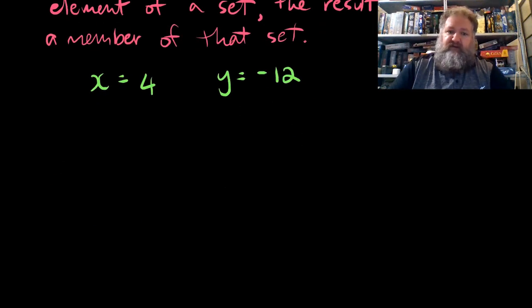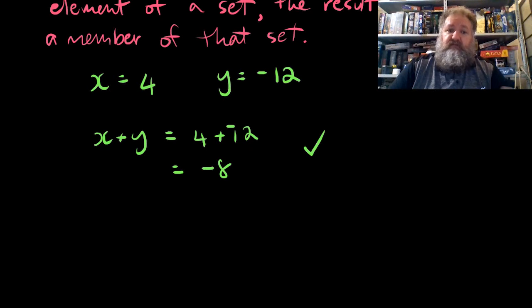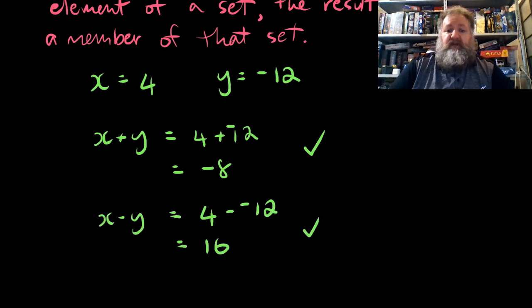If we have x plus y, so 4 plus negative 12, we get negative 8. Is negative 8 an integer? Yes, it is. It fits the closure law. Closure law applies. What about x minus y? 4 minus negative 12 will give us 16. Is 16 an integer? Yes, it is. So therefore, closure law applies.